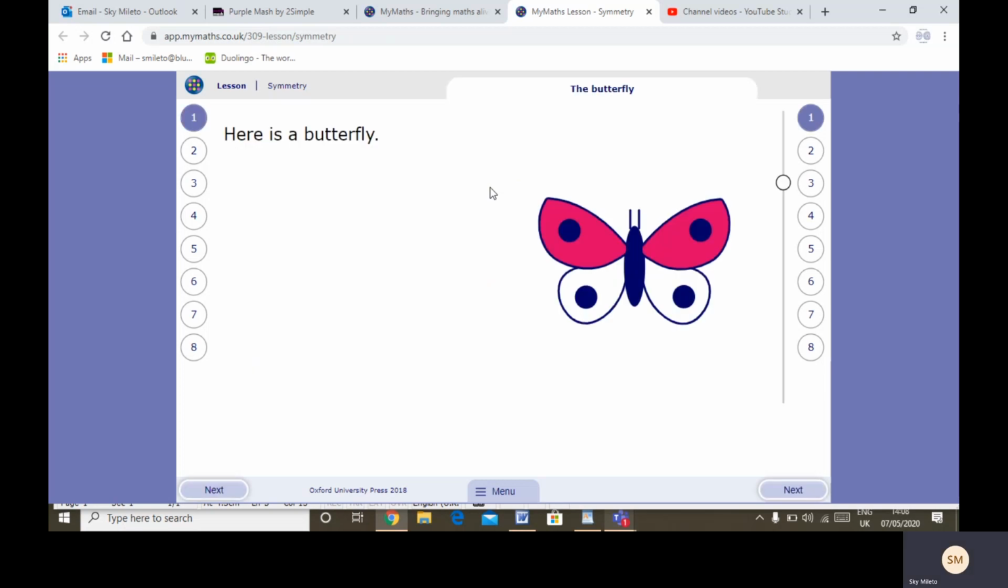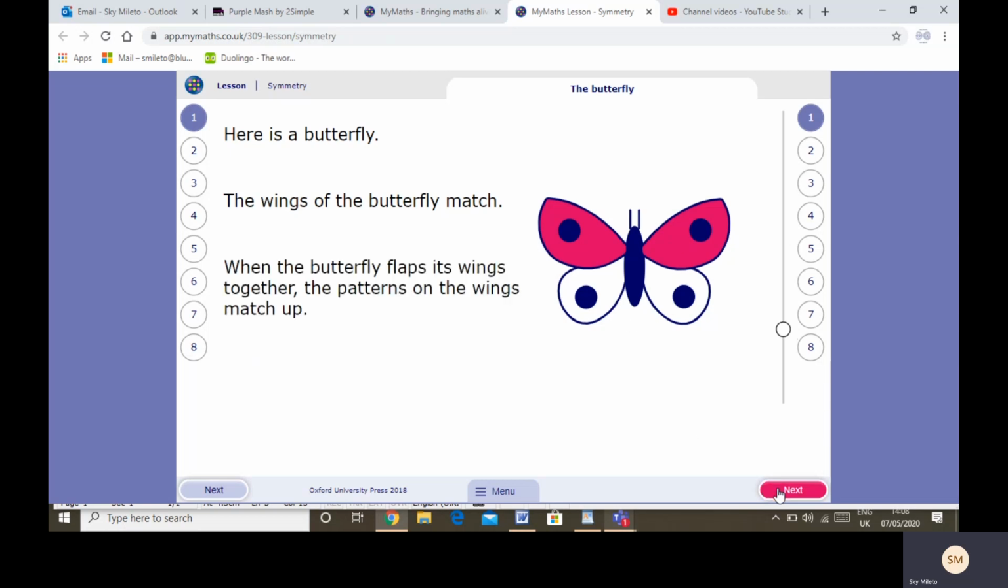So here we have a butterfly. The wings on the butterfly match, and this is the same with every single butterfly out there. Every single wing will match the opposite wing on the same butterfly. Not necessarily different butterflies might have different wings, but every wing on one butterfly will be the same. When the butterfly flaps its wings together, the pattern on the wings match. The wings on the butterfly are symmetrical. They're the same on both sides. We call that symmetrical.